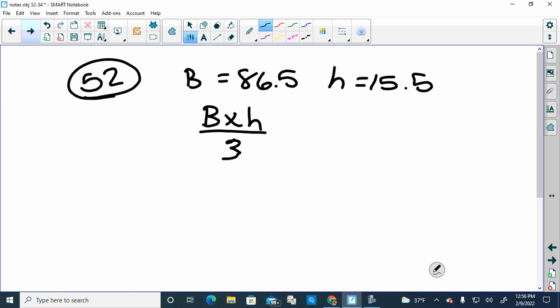And again, I haven't seen anything where you had to solve for the base. That would be that other formula that we didn't write. So you're just going this number times this number and dividing that by 3. And you get 446.9. They wanted you to go with one decimal spot, so you would look at the number next to it if you need to round.